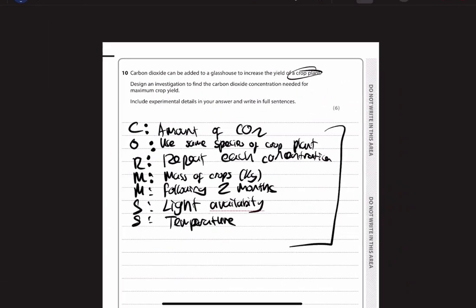So that should be 6 out of 6. That should be the last question. So we've got through that paper relatively quickly. It wasn't too bad. At times I was a bit rushed because I do have to go to sleep soon. Have an early morning lecture tomorrow.